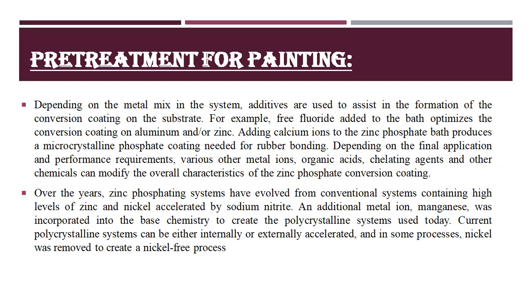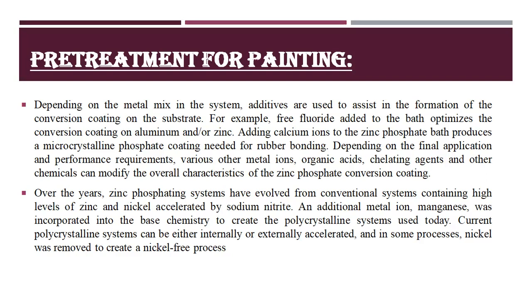Depending on the metal mix in the system, additives are used to assist in the formation of conversion coating on substrate. For example, free fluoride added to the bath optimizes the conversion coating on aluminium or zinc. Adding calcium ions to the zinc phosphate bath produces a microcrystalline phosphate coating, which is needed for rubber bonding. Depending on the final application and performance requirements, various other metal ions, organic acids, chelating agents, and other chemicals can modify the overall characteristic of the zinc phosphate conversion coating.